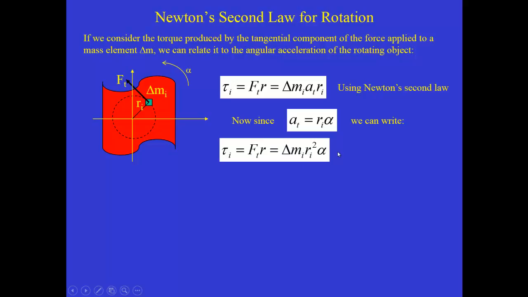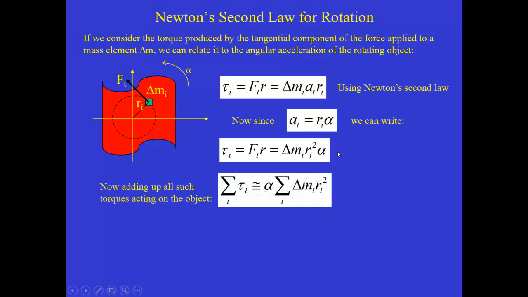The reason for doing this is that in the next step we want to add up all of the torques that all of the mass elements of that object experience due to that force. When we do that, we sum up all of these terms, adding up the contributions from i equals 1 to however many mass elements we have, and the angular acceleration, since it's the same for every piece of mass in that object, comes outside the summation.